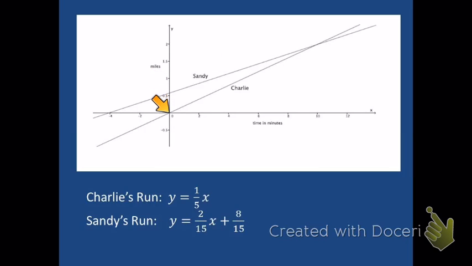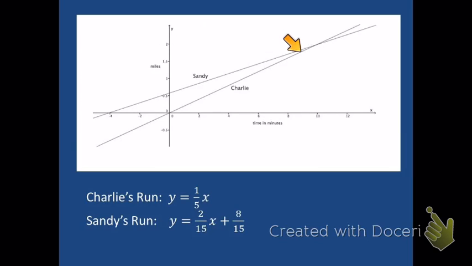Okay, so you can see at 2 minutes, after Charlie has gone 2 minutes, he still has not traveled as far as Sandy. But you can see down here that eventually Charlie's line shows that his distance traveled is further than Sandy's. So what we need to know is, did he make it within the 2 miles?